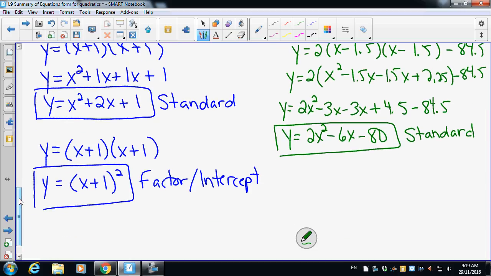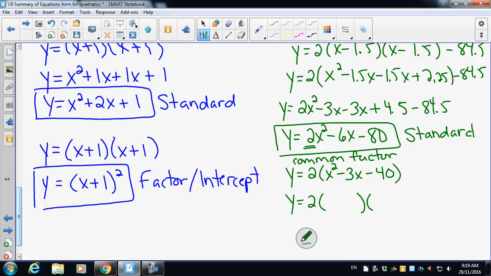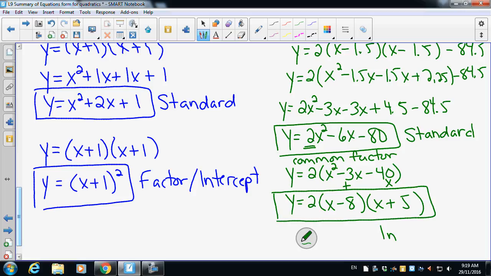Last step to get our factors. This one, however, is different because it's got that 2. It's got a common factor of 2. So I'm going to take and divide everything by 2 to start with. So common factor first. Then I can keep factoring. Now I can look for the numbers that multiply to get negative 40 and add to get negative 30. And the better you are with your times tables, the sooner you come up with minus 8 plus 5. And there's our factors or our intercept form.